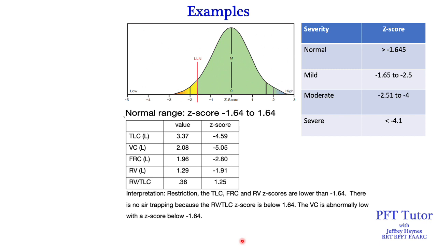In terms of severity, the worst values are the TLC and the vital capacity, whose z-scores are lower than minus 4.1, so those would be severe impairment. The FRC at minus 2.8 would be classified as moderately impaired. The residual volume with a z-score of minus 1.91 would be mildly impaired. And as I said, the RV to TLC ratio is normal.